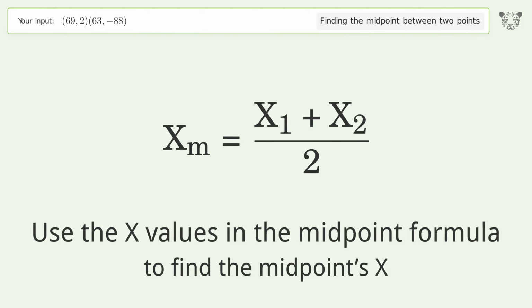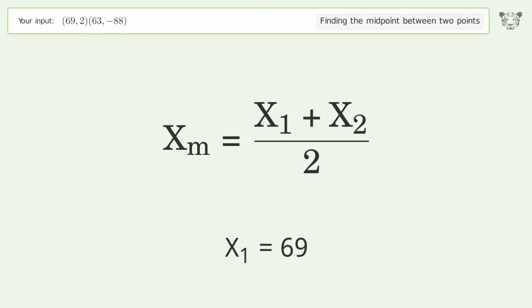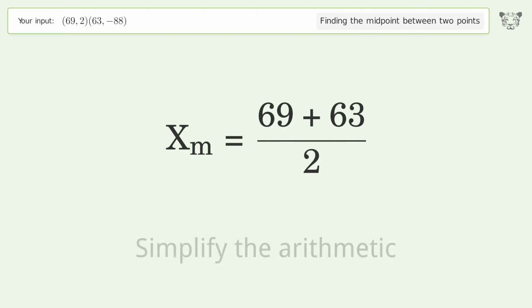Use the x values in the midpoint formula to find the midpoints x. x1 equals 69. x2 equals 63. Simplify the arithmetic.